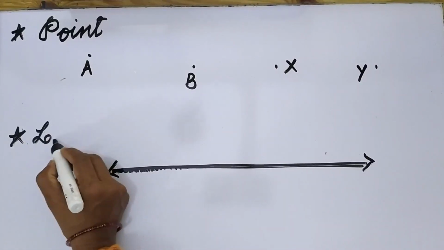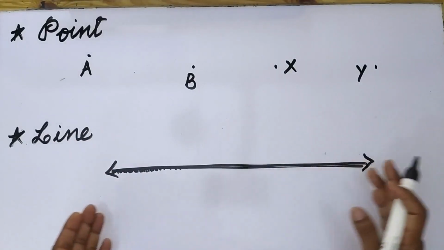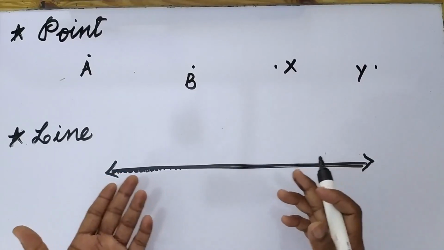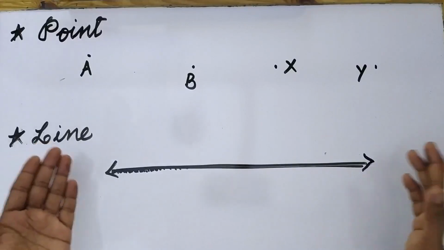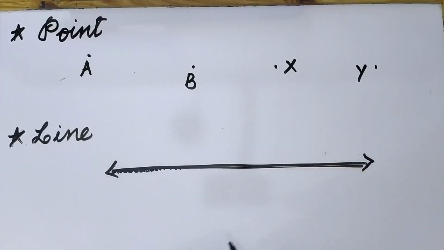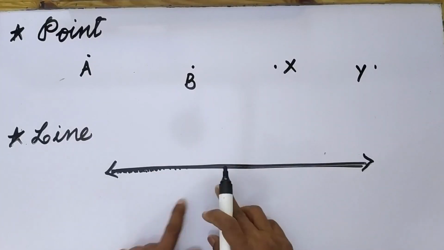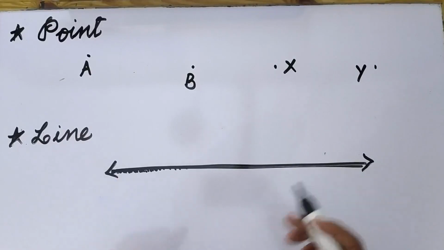Alright. So, a line will not have any end or beginning. It is not having any beginning or end, and it is extending. When it extends, is it possible to measure the line? No, we cannot measure the line. This is called a line. We can only name the line.